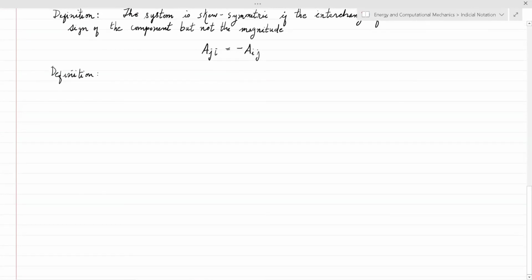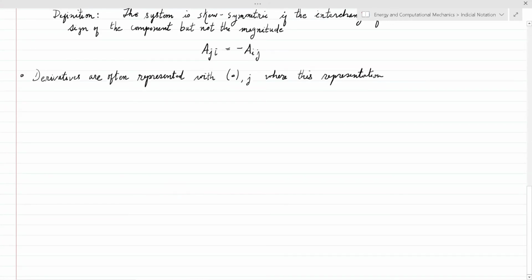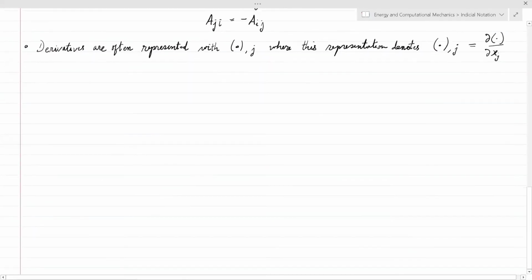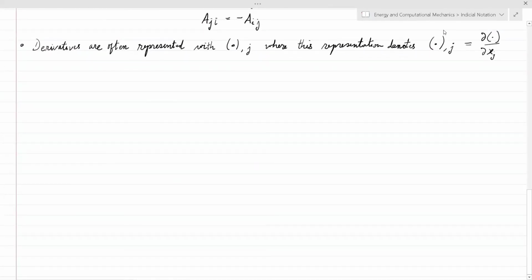And so now let's look at derivatives. When we talk about partial derivatives, we may use the symbolism of a parenthesis comma j. That's going to be equal to the partial of something relative to x_j. That's what that means. It's a way of simplifying expressions so that we can move very quickly through the derivations. Index notation is really used to simplify notation. That's really what it's used for.